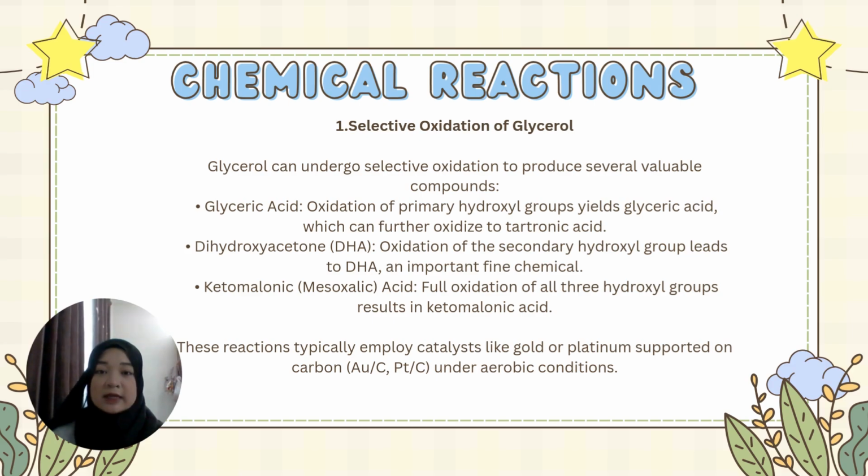The first one is selective oxidation of glycerol. Selective oxidation is a way to turn glycerol into valuable products by targeting its hydroxyl groups. If we oxidize the primary hydroxyl group, we get glyceric acid, which can become tartronic acid. Oxidizing the second hydroxyl group gives dihydroxyacetone, or DHA, which is used in things like cosmetics.